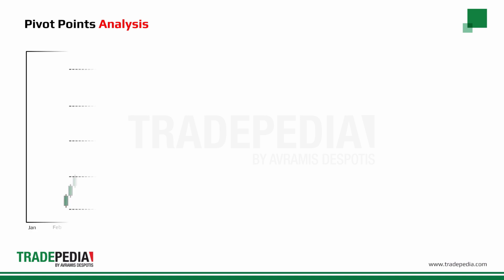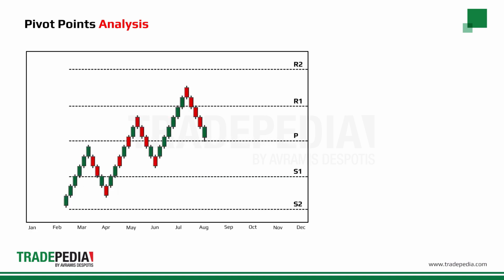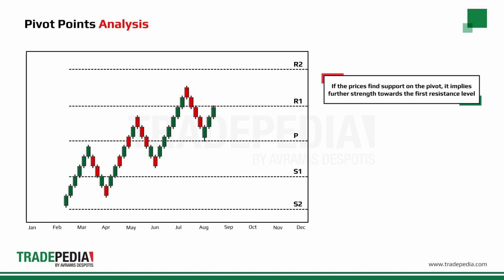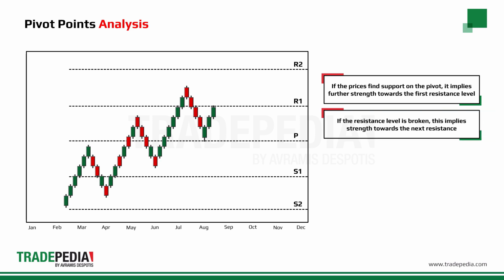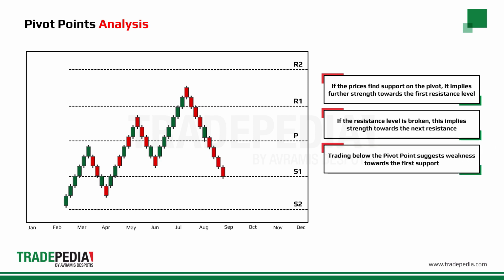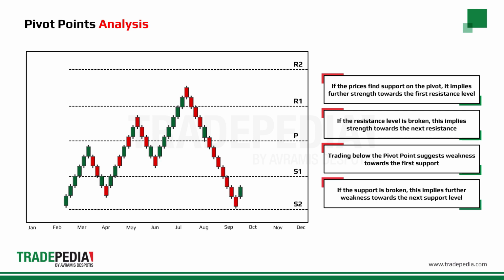Now that we have calculated the pivot points using the higher time frame, we can use them to trade. If the prices find support on the pivot, it implies further strength towards the first resistance level. If the resistance level is broken, this implies strength towards the next resistance. Similarly, trading below the pivot point suggests weakness towards the first support. If the support is broken, this implies further weakness towards the next support level. Supports and resistances are widely used by traders as levels around which they place their stop losses and targets.